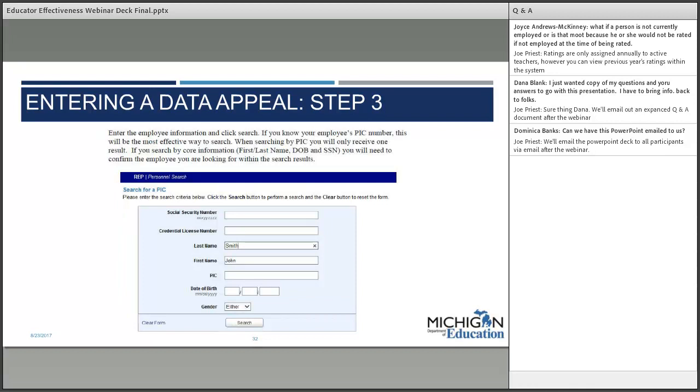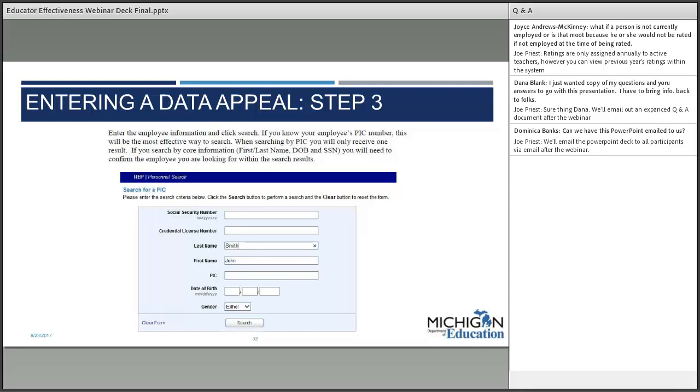And they can search by any of these core demographic areas. However, with this example used, we showed John Smith. If you search for John Smith, you'll get several hundred results. It is suggested that you use your PIC number.